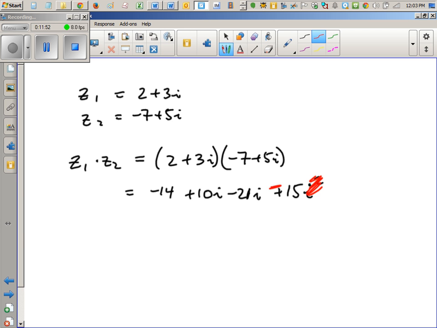Okay? So what happens is the first and the last terms in the FOIL are always real numbers when they're written in a plus bi, c plus di form. So basically you're going to put that first and last terms together. There's a negative 29, isn't there? And the two i terms go together, minus 11i. Sure enough, there's closure. There's another complex number, a plus bi.